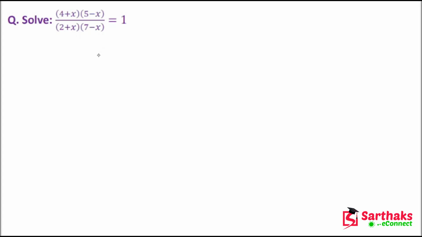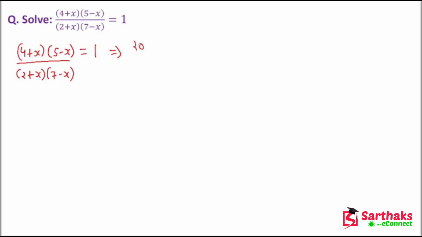Firstly, we have to create it in the form so that we can solve it. How do we do that? By cross multiplication. Simple. So we can have 4 plus x into 5 minus x equals to, now we can cross multiply this complete denominator to the right hand side, or you can solve it below, right? So for the time being, let us write the question as it is. Now we can multiply them.